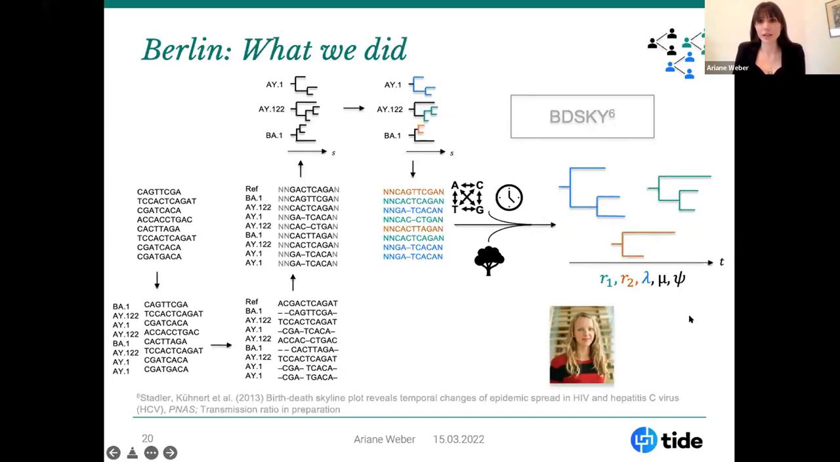Now this transmission scaling, Denise recently added to the BD-SKY code. So before running all of this analysis, we did quite some simulations to check if we can even robustly infer these transmission scaling factors on genetic data.